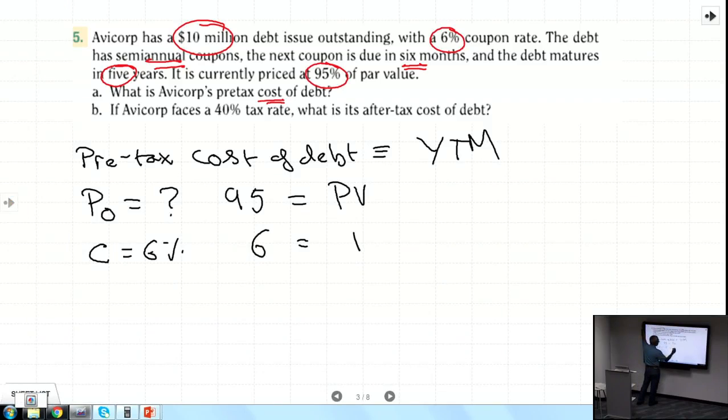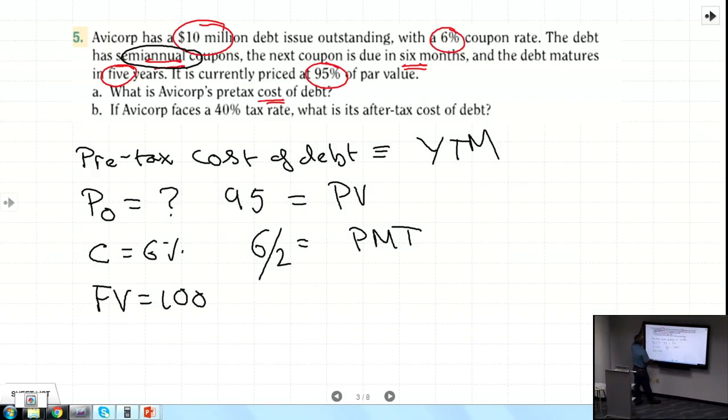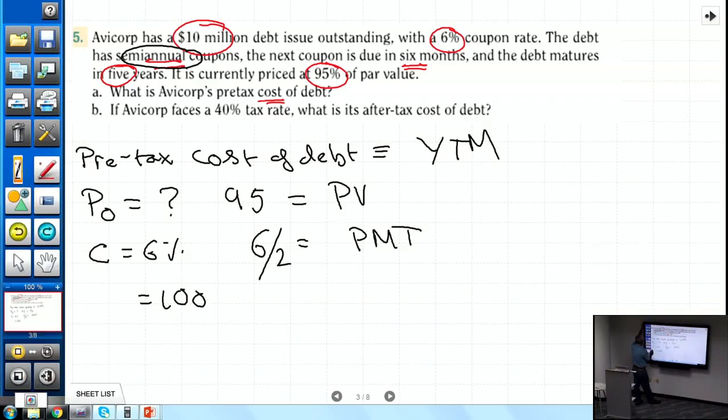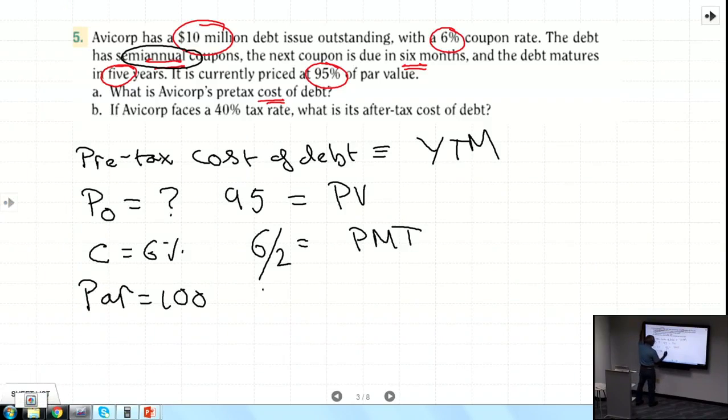$6, which would be your payment. However, we have to bear in mind this is semi-annual compounding. Given that it's semi-annual, the coupon would be divided by 2, because it's $6 per year or $3 every 6 months. Future value is 100, right? Because that's the par value. So par value is 100, which means 100 is your future value.